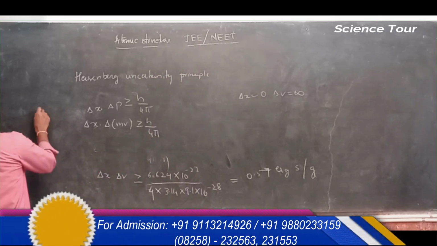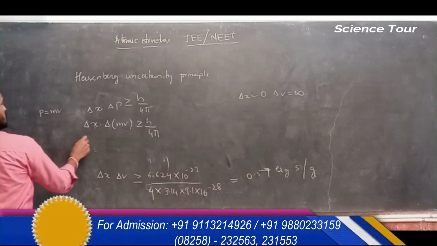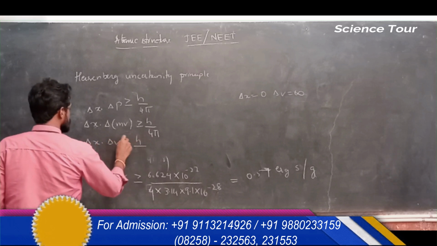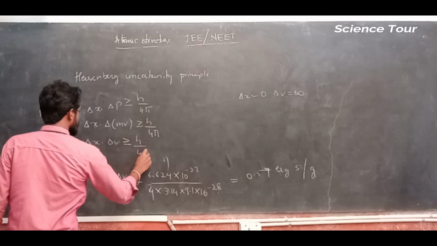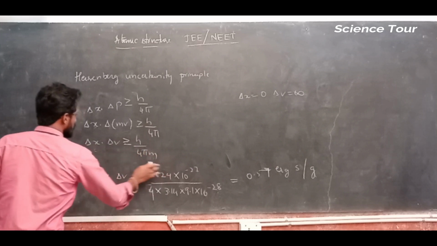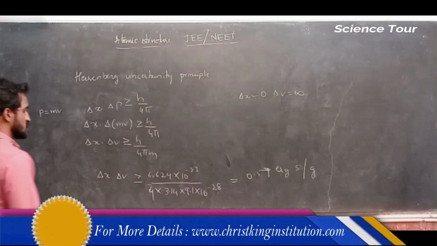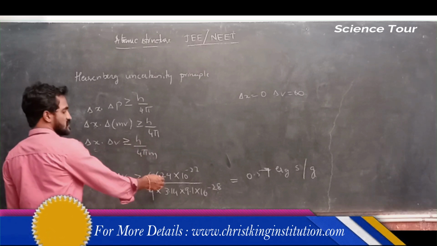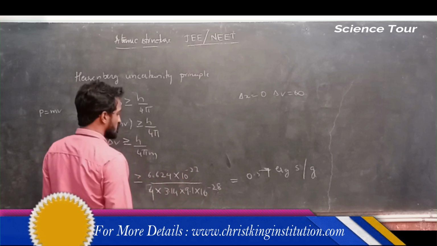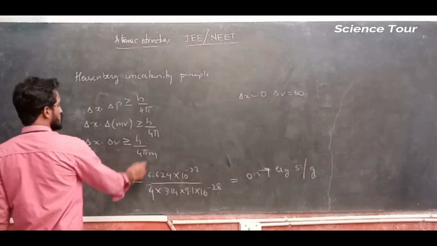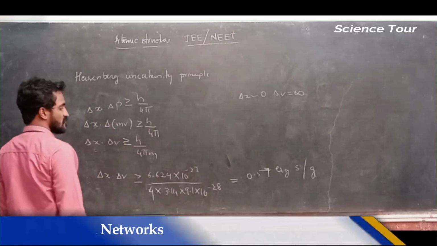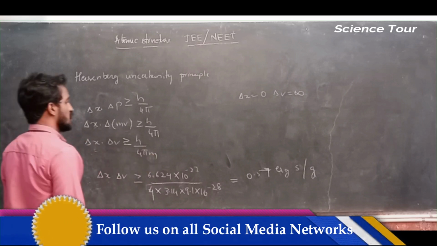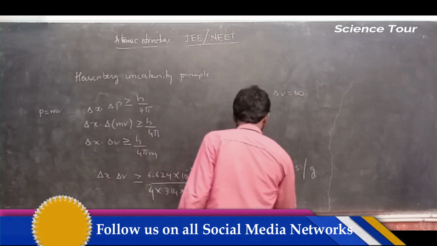P is nothing but mv, momentum. Delta x, I will rearrange: delta v is h divided by 4 pi m. By substituting these values, h value is 6.627 (you can write 6.624 or 6.627) into 10 to the power minus 27, divided by 4 into pi, 3.14, into mass of electron 9.1 into 10 to the power minus 28. Understood? By solving this one, we will get the answer.